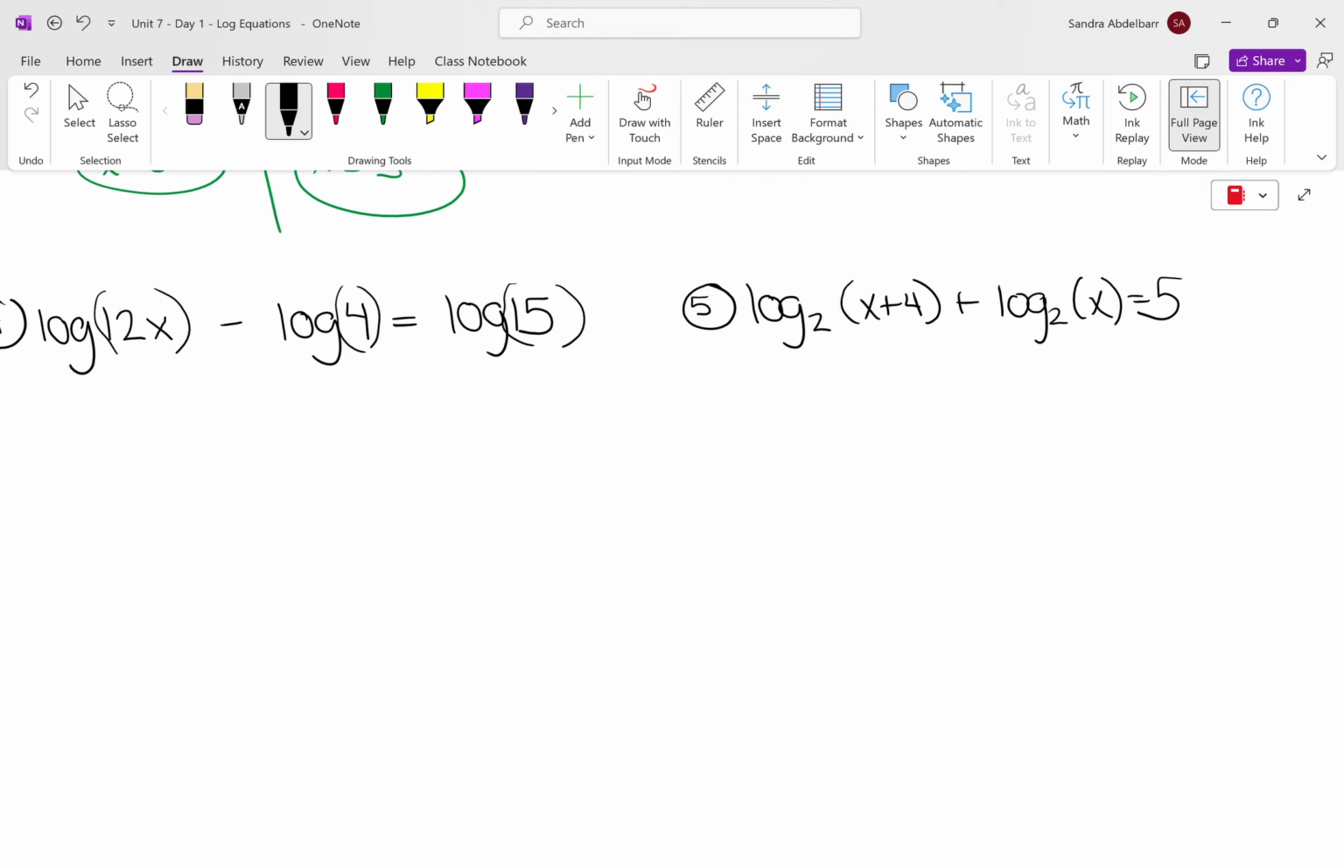Oh, that's a 12x. What happened? Oh, you're looking at number 3. Never mind. Log base 4. So then, oh, x times x is x squared, not 2x. There you go. Guys, x times x is x squared. X times x is x squared.